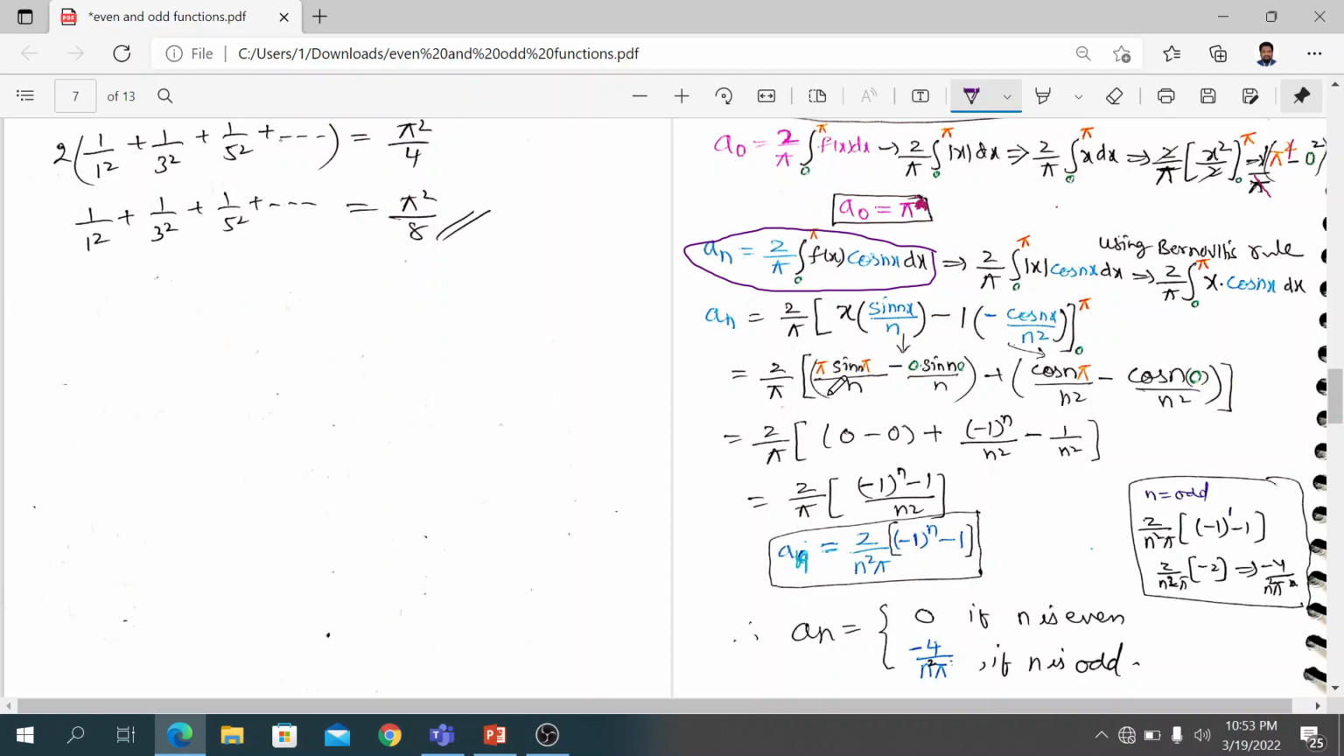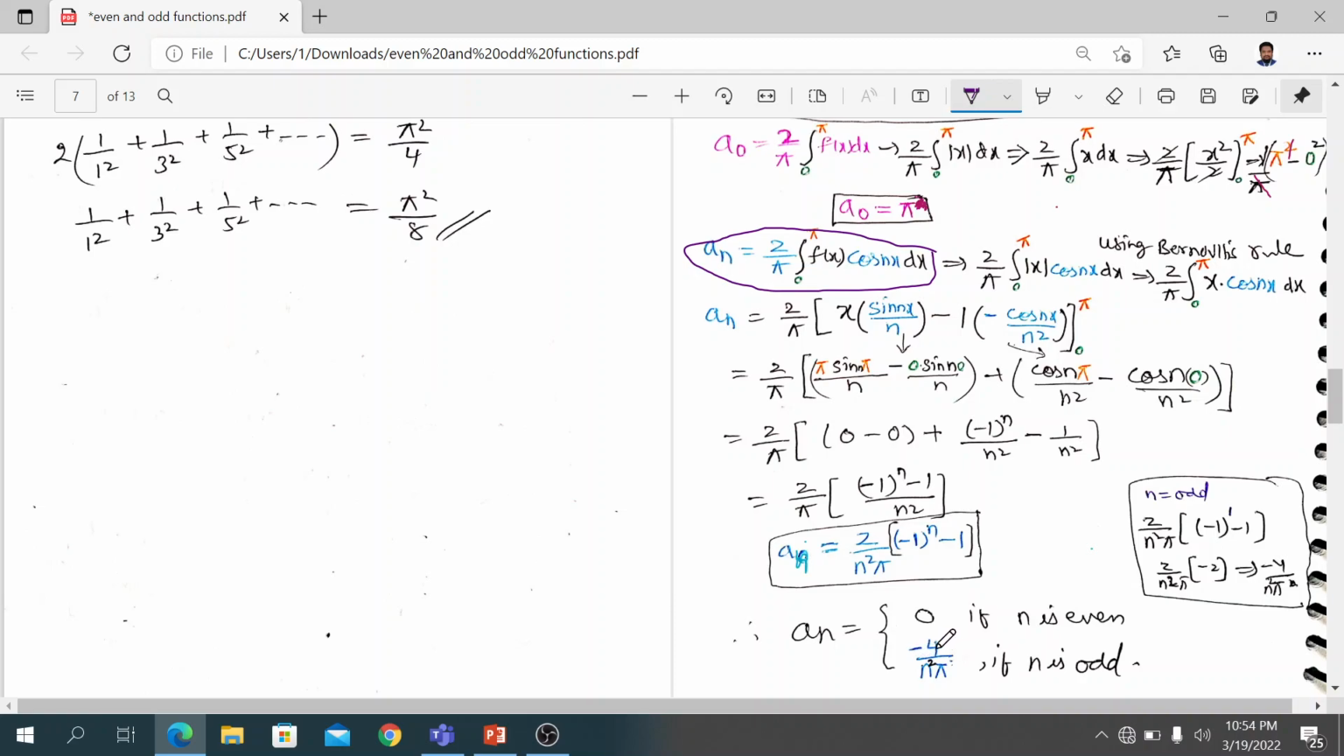Wherever sine is there, all are 0. This 0 minus 0 plus cos n pi, minus 1 power of n by n square, minus cos 0, which is 1, by n square. With n square as LCM, it is minus 1 power of n minus 1 over n square. So 2 by pi into minus 1 power of n minus 1 by n square. So here we will have two values of an. An value will be 0 if n is even. Suppose n is equal to 2, minus 1 power of 2 is 1, 1 minus 1 is 0, all are 0.